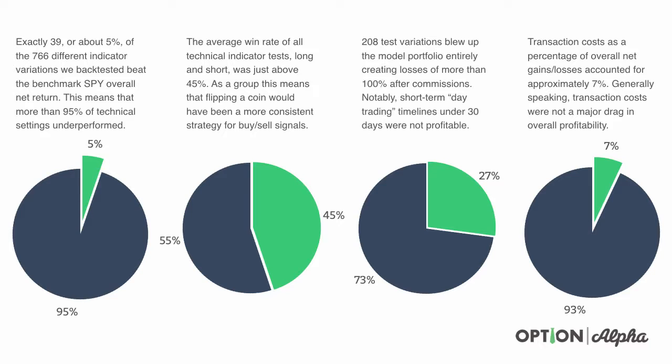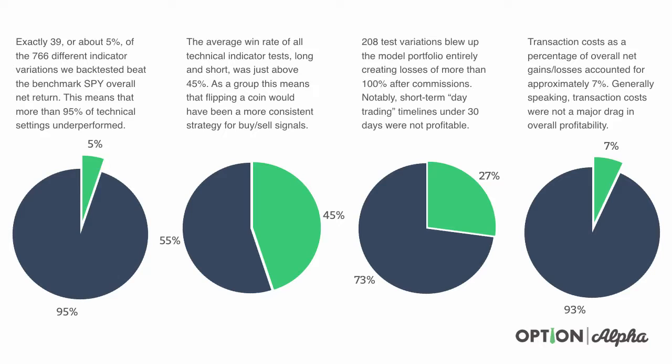Now, obviously, some indicators were definitely better. Some indicators were definitely worse. As a group, they were so-so to less than profitable with a coin flip. 208 test variations blew up the model portfolio entirely. This is about 27% of the variations that we tested. That means that they created losses of more than 100% after commissions.